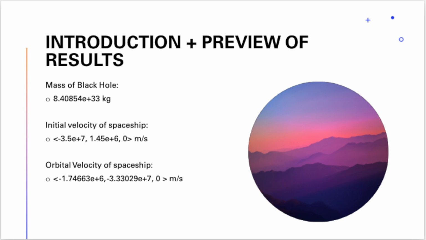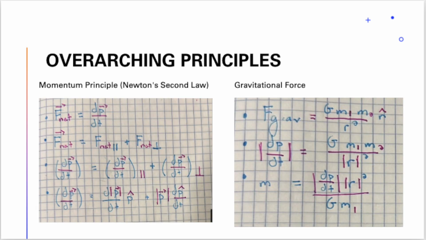Now, the few fundamental principles that govern our experiment include the following. On the left we have some equations relative to the momentum principle, and in turn Newton's second law, as we've seen in past experiments. We have the loose definition that F net is equal to the derivative of momentum with respect to time, and then in this lab we've separated the components.